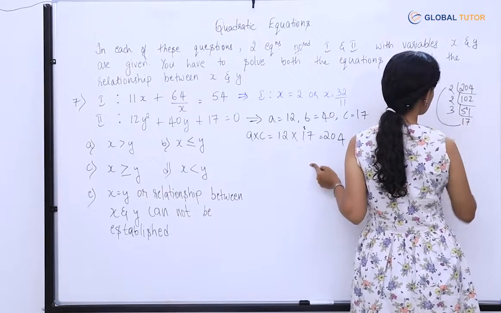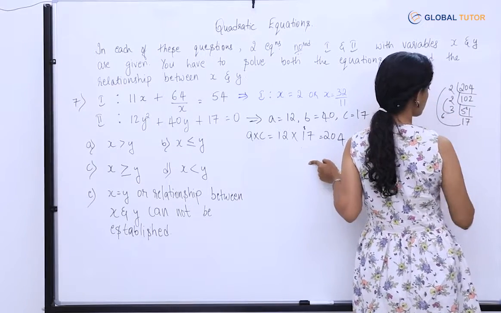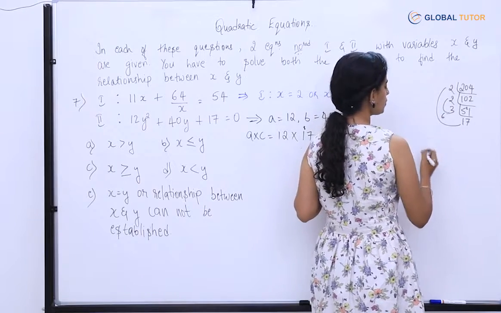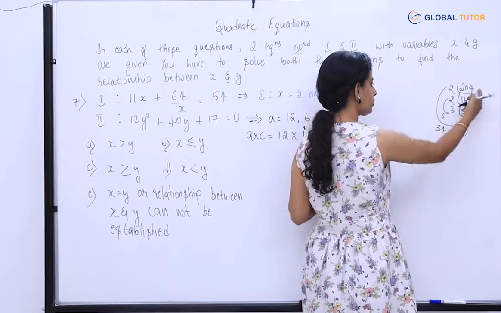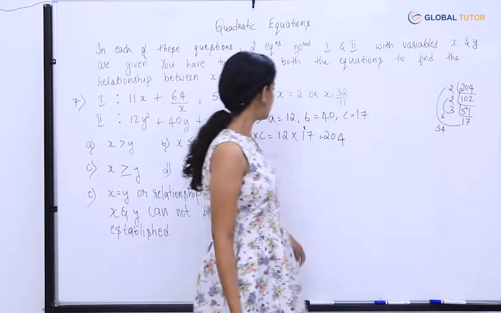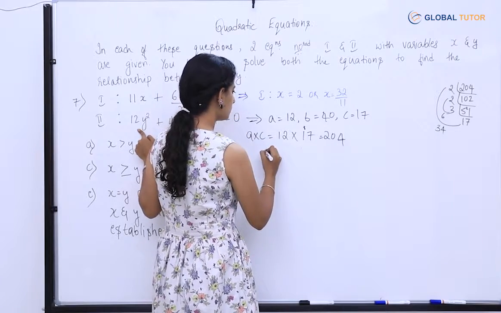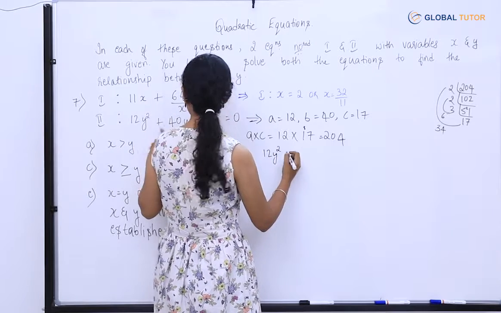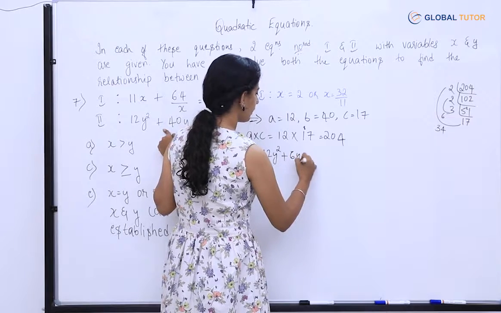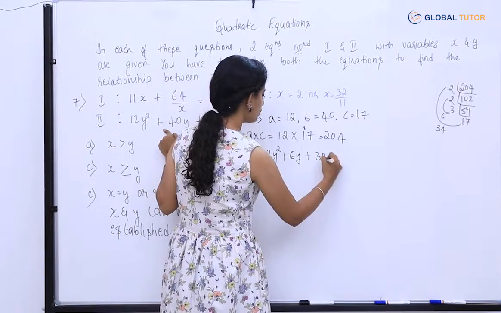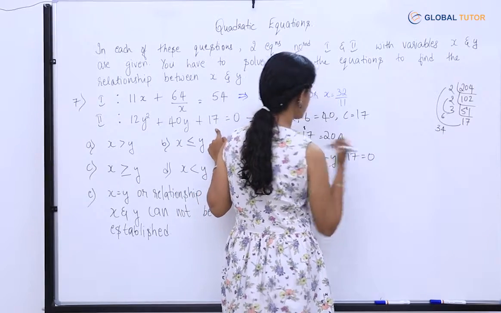So now 17 into 2, I can group it; 1, 2 into 3, I can group it. So 3 into 2 is 6, 17 into 2 is 34. So 34 into 6 will be 204, and 34 plus 6 will be 40. So we can write this as 12y square plus 6y plus 34y plus 17 is equal to 0.